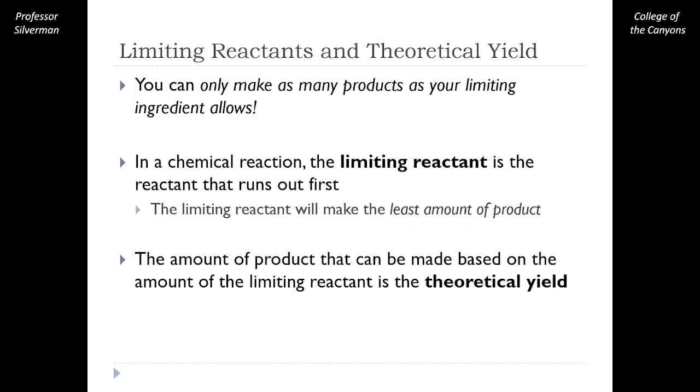This is a rule for our recipe and for our chemical reactions. You can only make as much product as your limiting reactant allows. Our limiting reactant is the one that runs out first, and the amount of product that we can make based on that limiting reactant is called our theoretical yield.